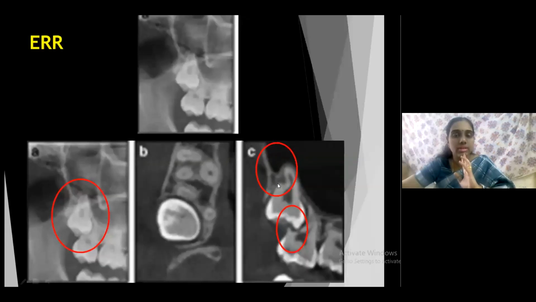This is a case of external root resorption, where in the intraoral, which is a cropped OPG image, we're not able to make out the resorption of the distal root, but in CBCT sections you can clearly see that there is resorption of the palatal distal root.